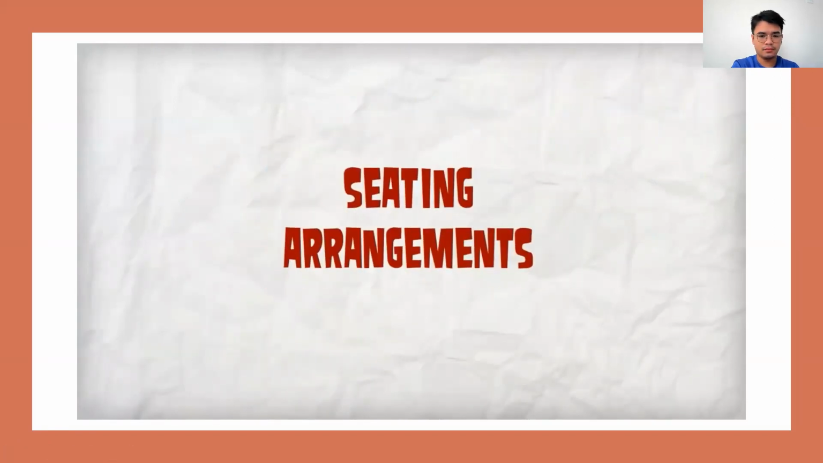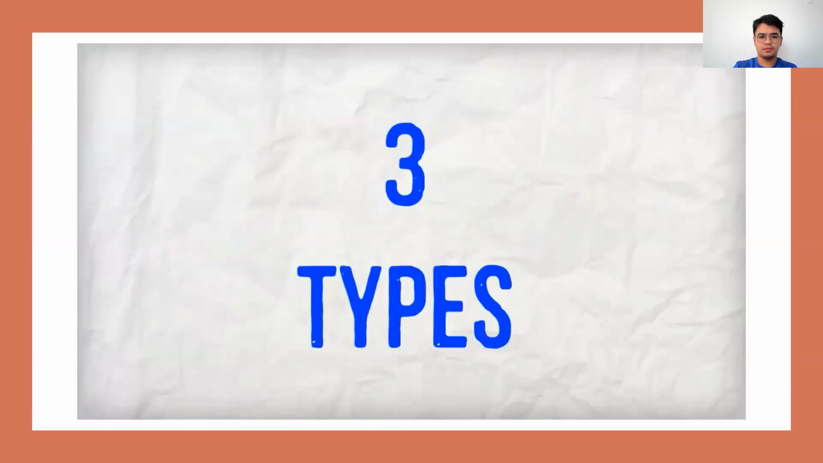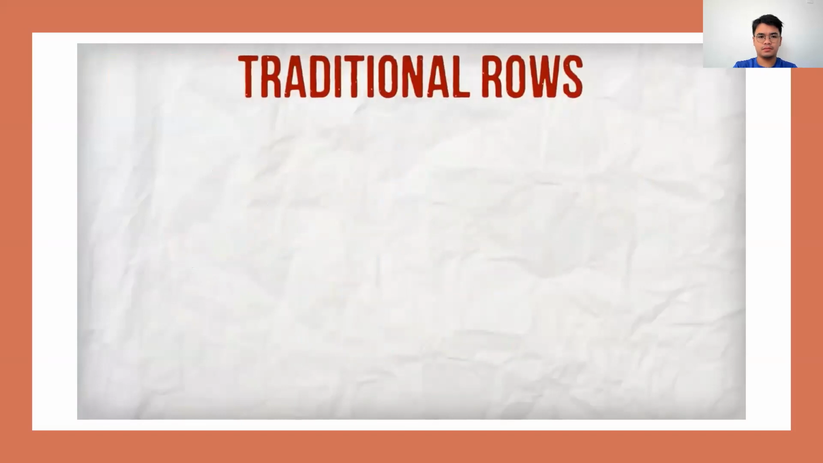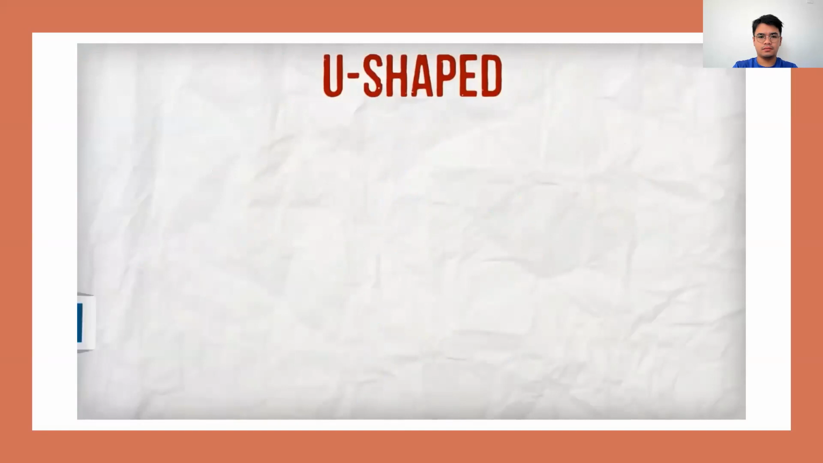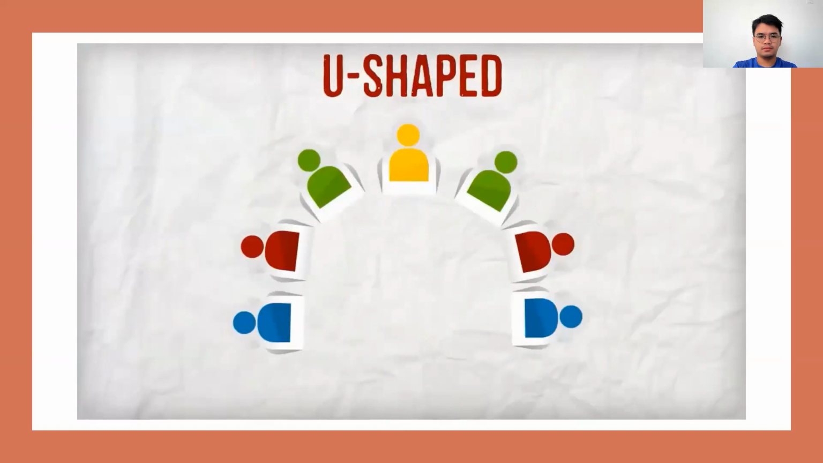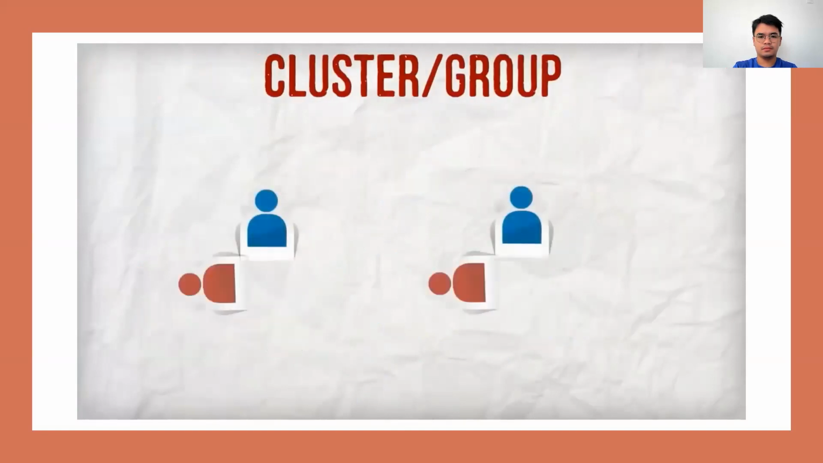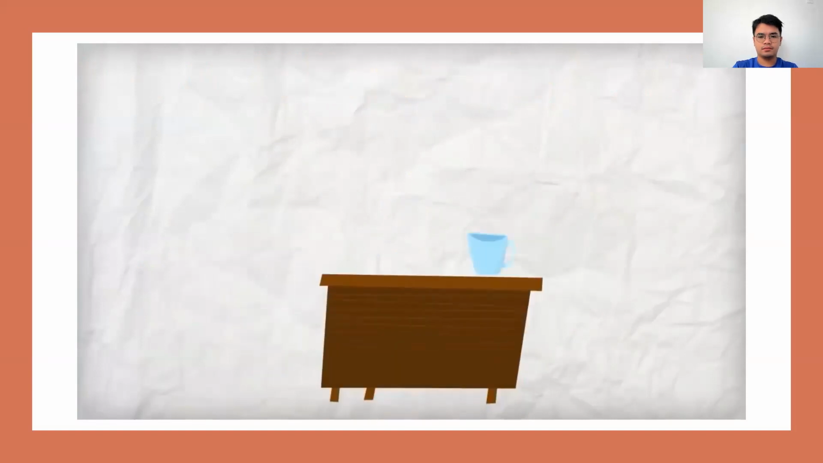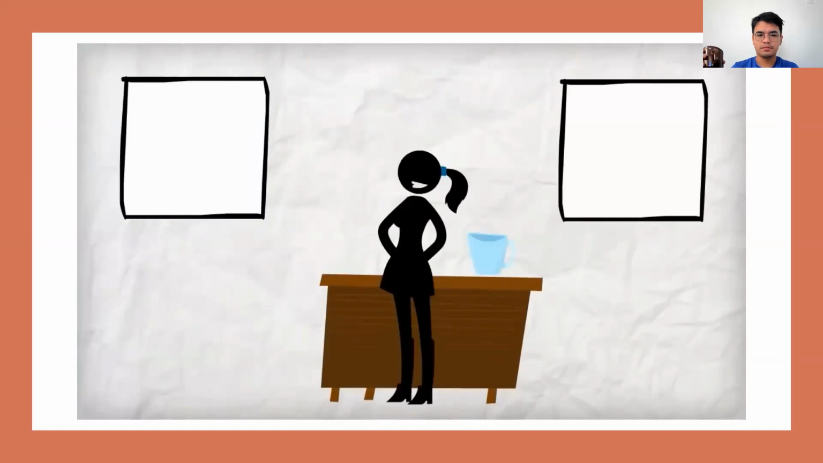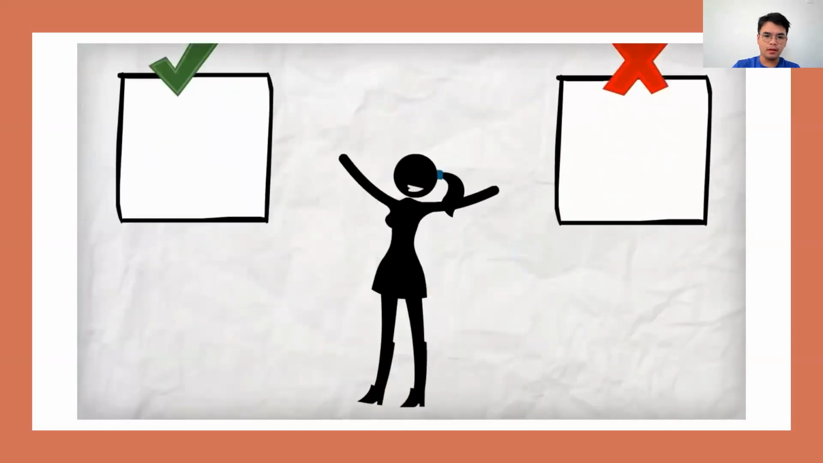Today, we're going to talk about seating arrangements, as they can help or hinder student learning. There are three types of seating arrangements: traditional rows, U-shape, cluster or grouping. Now, the educator needs to decide which seating style to use. Let's look at the top three pros and cons of each style.